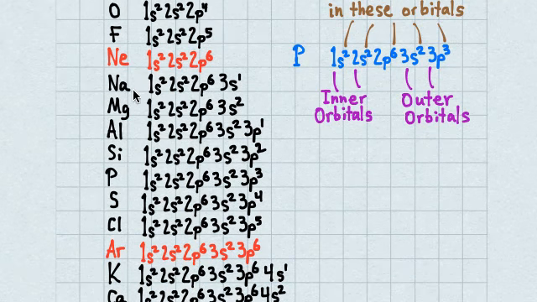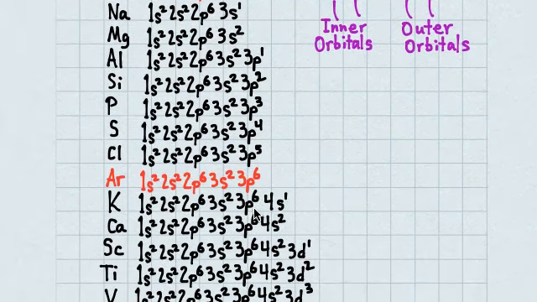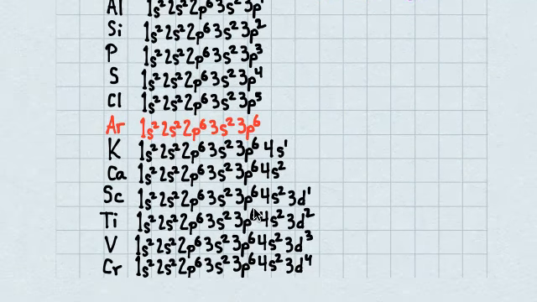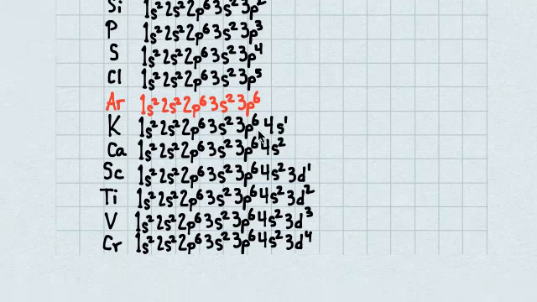Then beyond neon I go to sodium with a 3s1, and 3s2 is magnesium, and then 3s is full, and I go to 3p: 3p1, 3p2, 3p3. I see a pattern reading left to right. Argon's a noble gas, so I highlighted it in red.